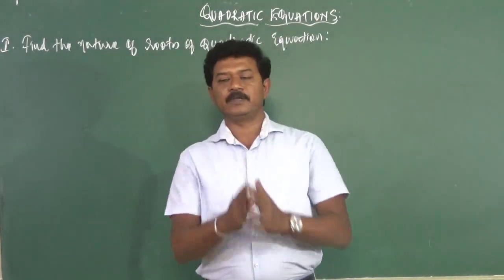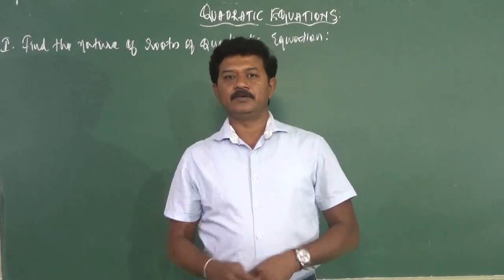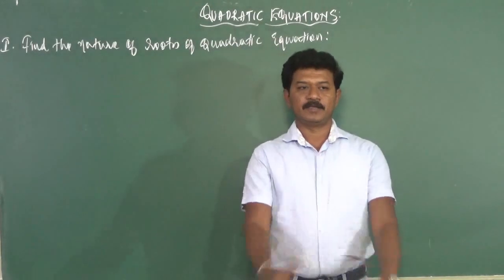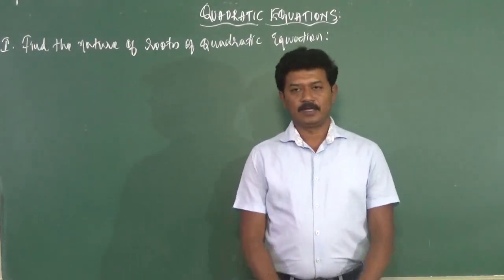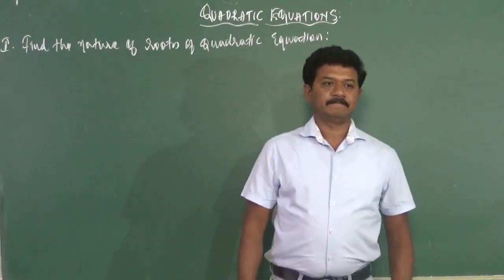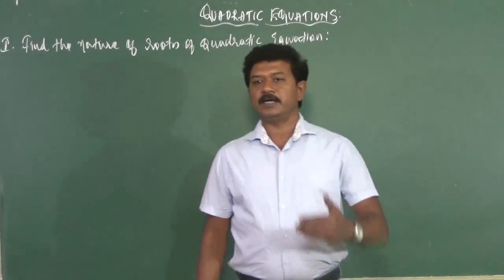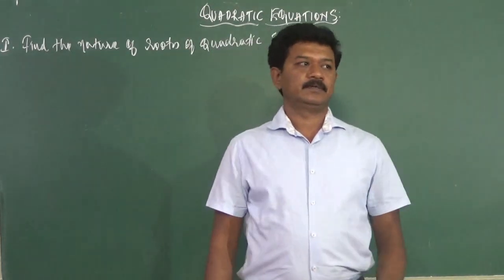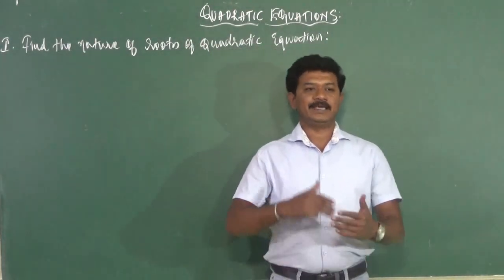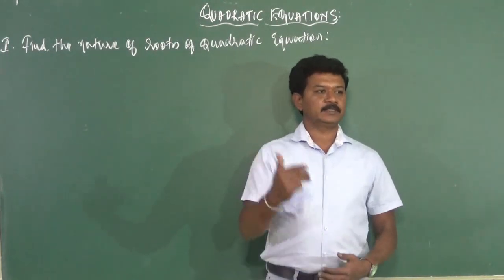And the last one, very important. If the discriminant value is less than 0, how many real roots will be there? No real roots. So what type of numbers are you going to get as roots? Complex or imaginary. Right? So these were the things which were discussed with examples in the previous session.